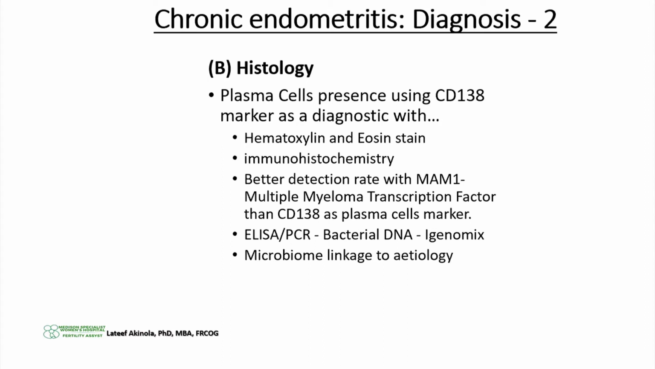Histological diagnosis of chronic endometritis is done by demonstrating the presence of plasma cells using CD138 as a marker of plasma cells in the endometrial tissue sample taken during hysteroscopy. This could be done using hematoxylin and eosin stain or by immunohistochemistry. Detection rate is better when we use multiple myeloma oncogene 1 (MUM1) rather than CD138 as a marker of plasma cells in the endometrial tissue sample.